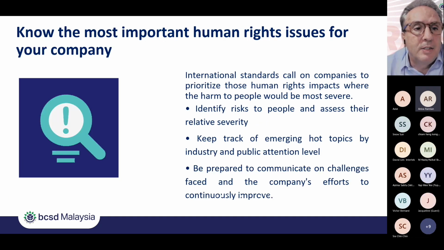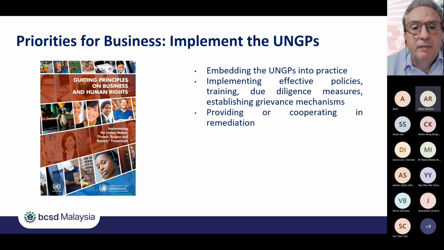So know the most important human rights for your company. International standards call on companies to prioritize human rights impact where the harm to people would be the most severe. Typically, these also bring the greatest risk to the business. A company has to identify risks to people and assess their relative severity. The priority for business, obviously, is the implementation of the UN guiding principles: embed them into practice, implement effective policies, training, and due diligence measures, establish grievance mechanisms, which we talked about extensively, and provide or cooperate in remediation.